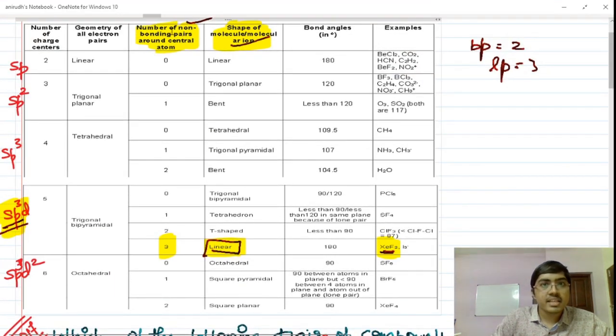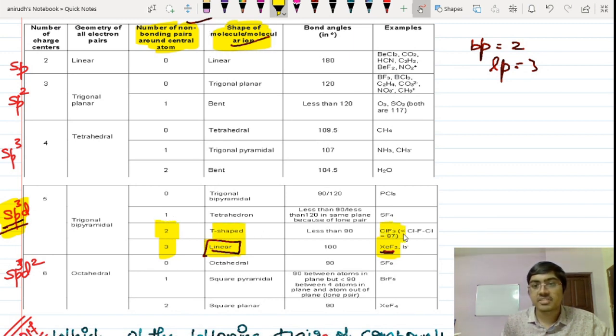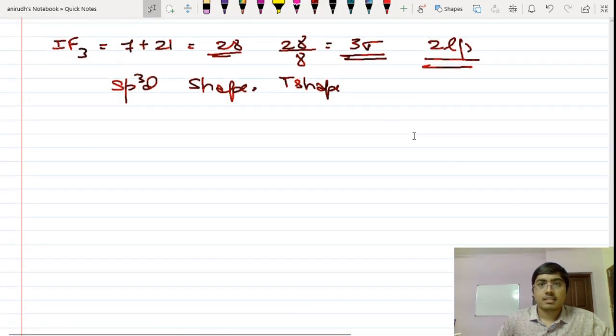See, sp3d hybridization, where is this sp3d hybridization? Right, and 2 lone pairs give a T shape, ClF3, isn't it? So that is a good example that you can remember. They continuously ask ClF3 in one or the other tests that they give. So yes, this is T shape.